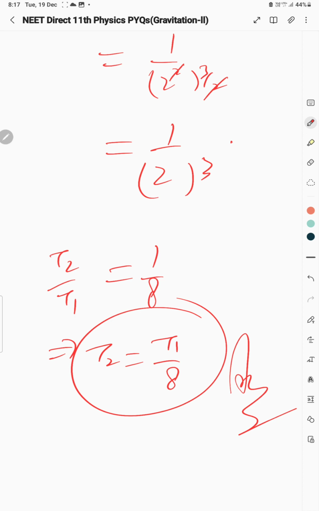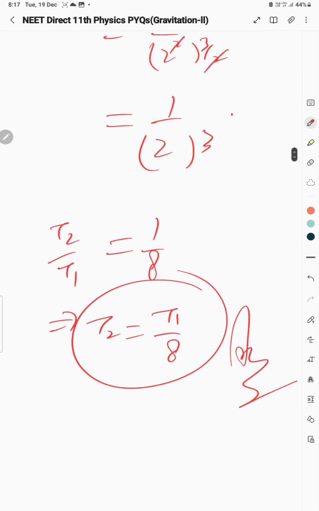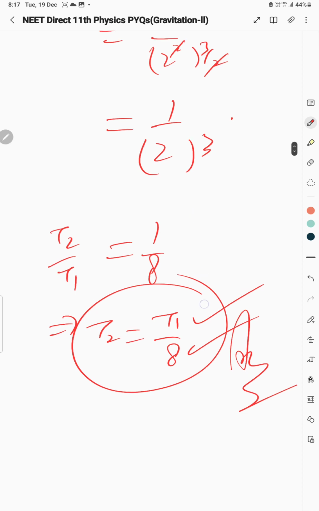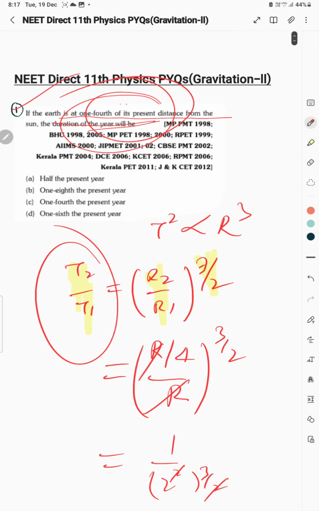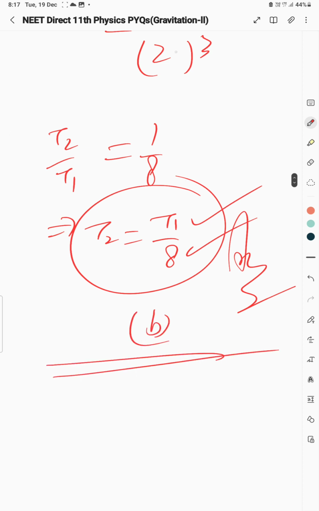It means that in case it happens that distance of Earth from the Sun becomes 1/4 of the present value, the duration of time will be 1/8 of the present, and 1/8 means option B is the correct option for this question. So option B says 1/8 of the present. So option B is the correct option, right?